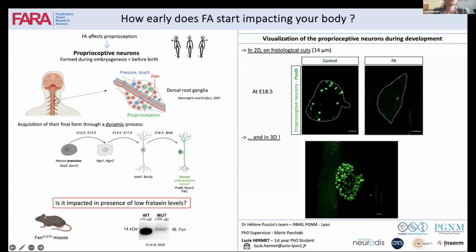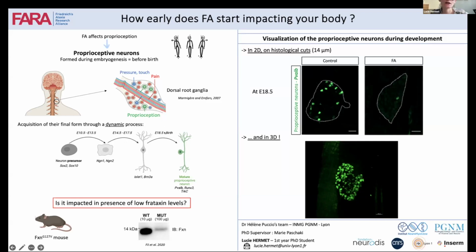All of these neurons acquire their final form through a dynamic process during embryogenesis. In mouse, development takes 19 days, and starting at 10 days of development, you can already follow the cells that will become mature proprioceptive neurons. First you start with a neuron precursor that expresses specific markers, and after that you will have multiple maturation steps to arrive at a mature proprioceptive neuron that will express specific markers like Parvalbumin, which is a really important one.